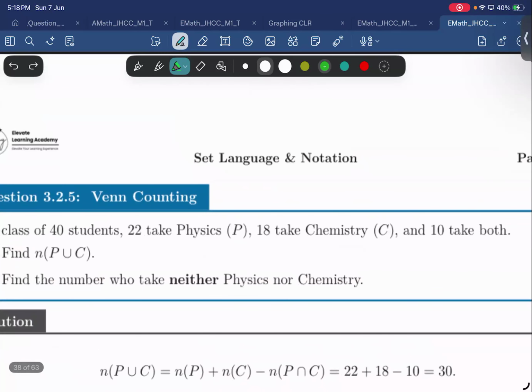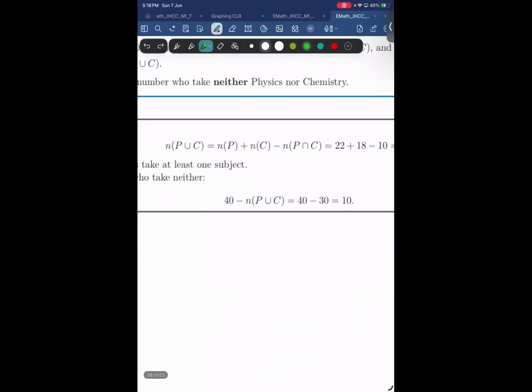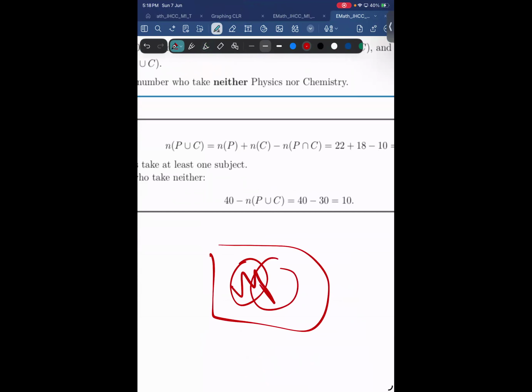Then find the number of people who take neither physics nor chemistry. This one is a bit more tricky, but okay. Really you're just trying to find the total number minus the union. You can treat it as a Venn diagram, right? You have this region here, then you want to take the total, the universal set, minus the center. So it's 10 people.